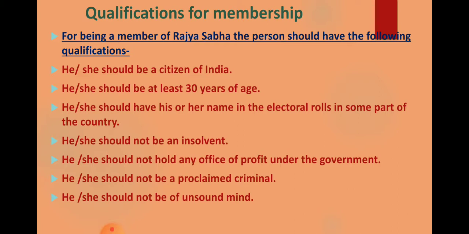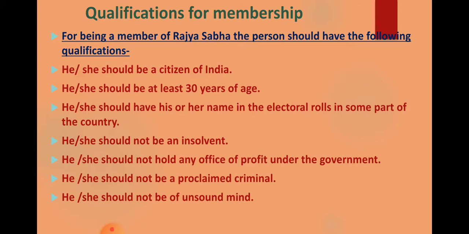Fourth one, he or she should not be an insolvent. The person should have the capacity to fulfill his financial responsibilities. The next point, he or she should not hold any office of profit under the government. Government employees cannot become the member of Rajya Sabha. If he wants to become a member of Rajya Sabha, first he has to resign his job.